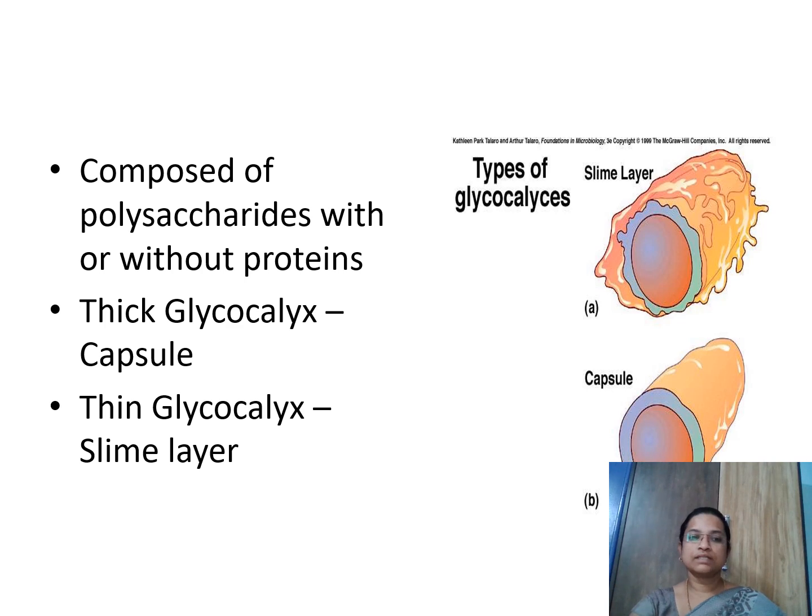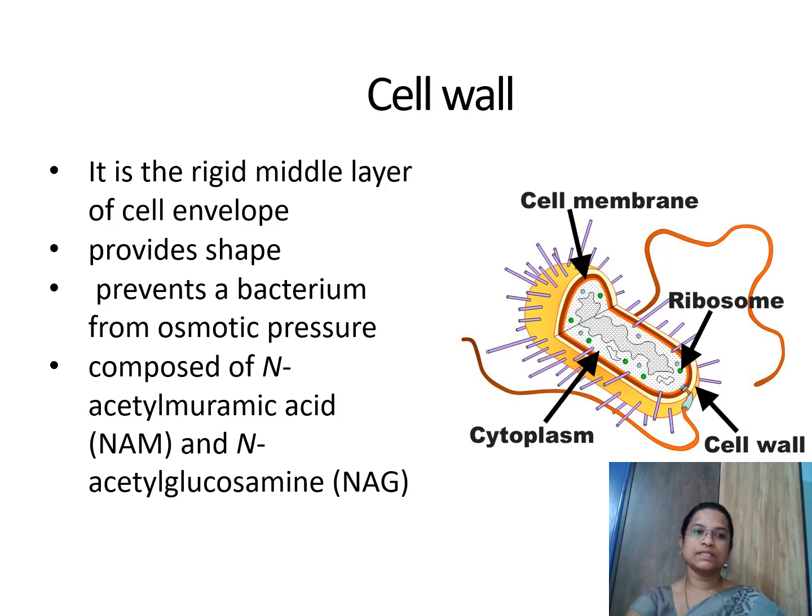The glycocalyx is chemically composed of polysaccharides with or without proteins. When the glycocalyx is thick and tough, it is called a capsule, and when it forms a loose sheath around the cell, it is called a slime layer. The next component of the cell envelope is the cell wall.